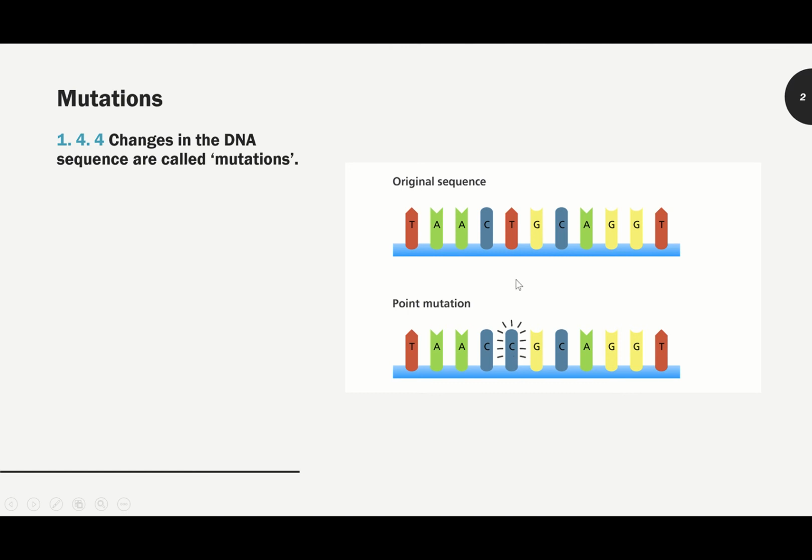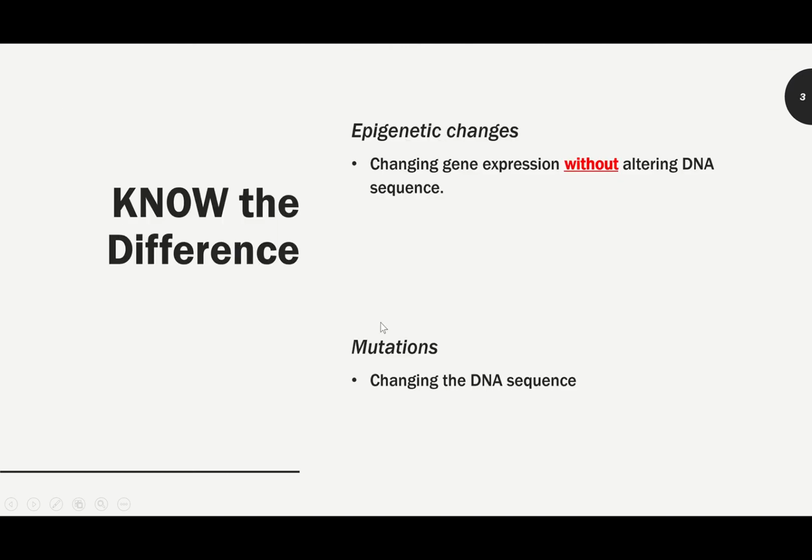In this example, the T turns into a C, and that would be a point mutation. We'll learn more about this later on, so let's move on. Know the difference. Last video, we talked about the two ways to get cancer. There's either a mutation, which can happen due to changing the DNA sequence, or there are epigenetic changes. Epigenetic changes alter gene expression without altering the DNA sequence.